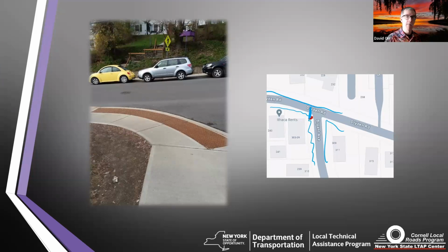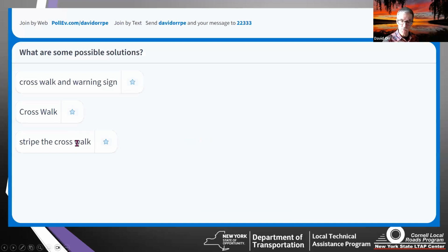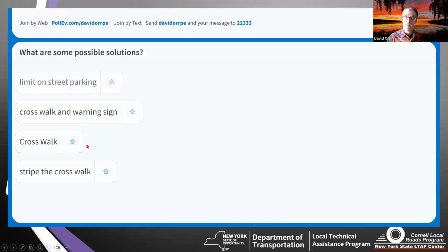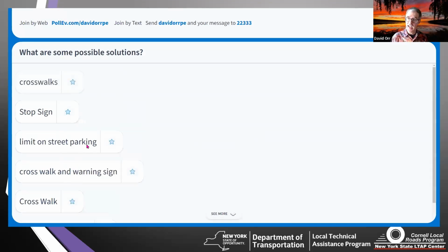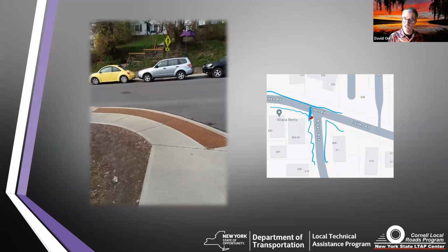Okay, let's see what y'all came up with. Crosswalk and a warning sign, crosswalk, stripe the crosswalk. Yep, I don't disagree. Great ideas. If you put in an ADA curb ramp, you're expecting people to cross there. But again, the public doesn't know this. What else do you have to do here? What's the other thing you're going to have to do to make this work? And again, I'll go back.